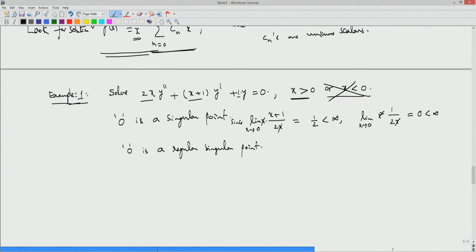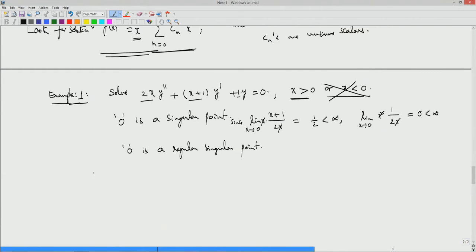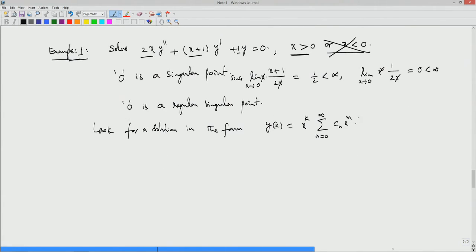Since it is regular, I can nicely extract the singular part outside, in the method. So, I look for a solution in this form: y(x) equal to x to the power k, where k is unknown, times a power series, sum n from 0 to infinity, Cn x to the power n. The job is just to substitute y dash and y double dash, calculate and put it here.